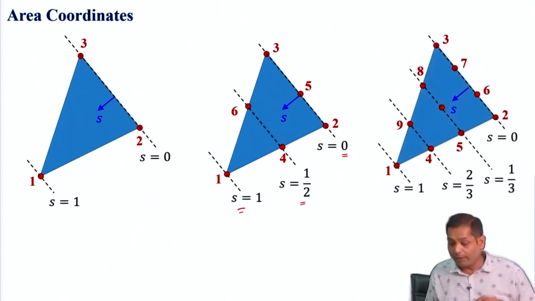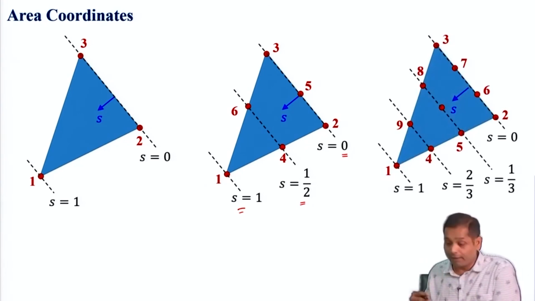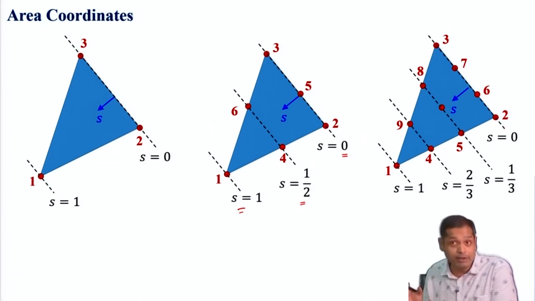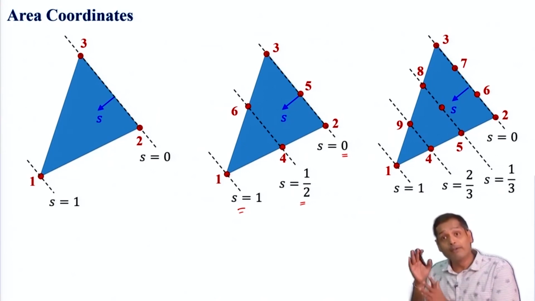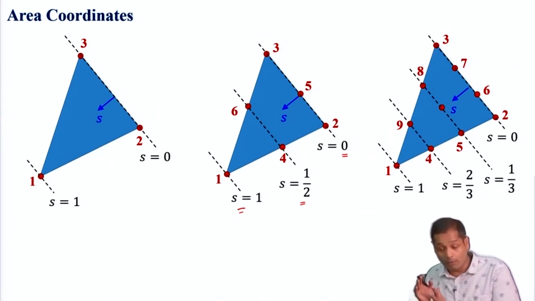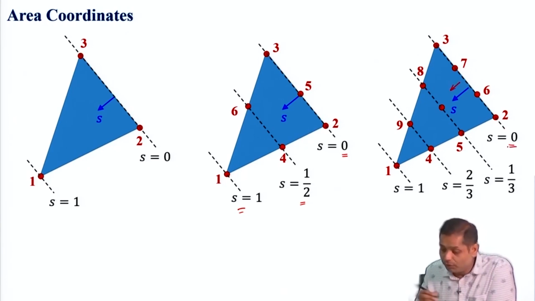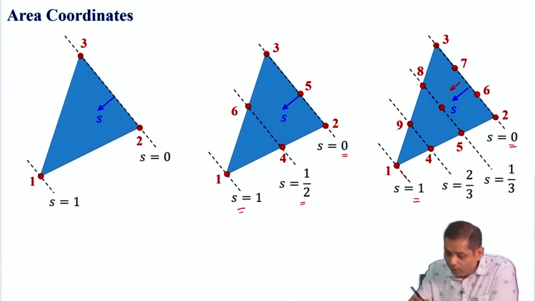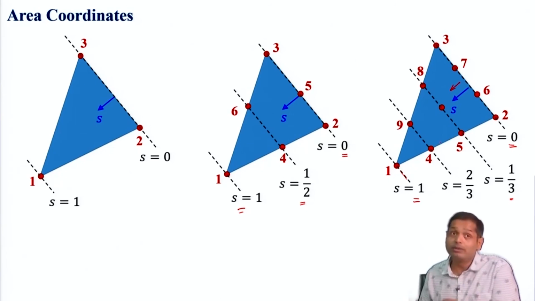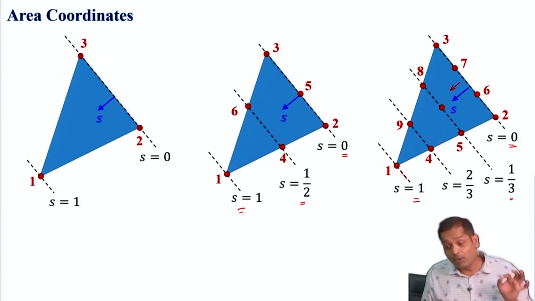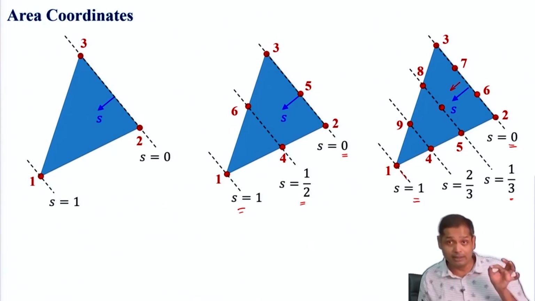And similarly, we can have it for, say, a 10-noded triangular element, where we are only talking about the shape function, or area coordinate, associated with node number 1. So this is in this direction. On this line, S is equal to 0. Then on this line, S will be equal to 1, and on this line, S is equal to 1/3, because these are all equal. This is very important: these nodes are equally spaced.